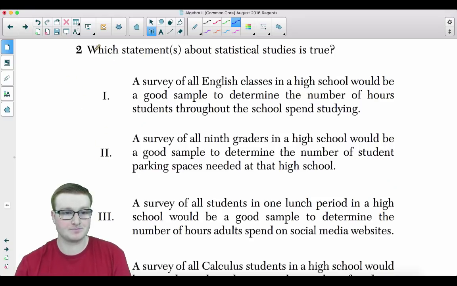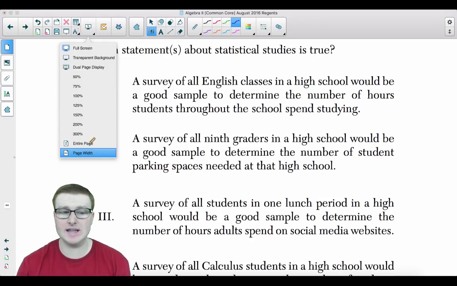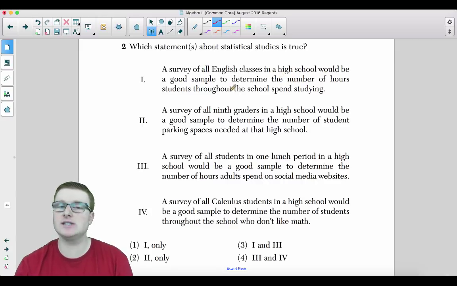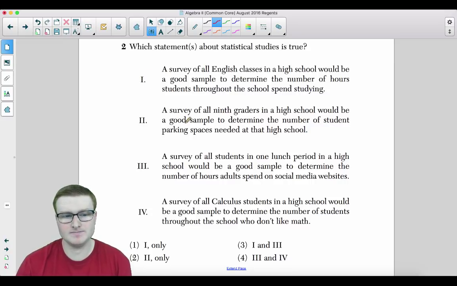Moving on to number 2. Which statement or statements about statistical studies is true? Option 1 says that a survey of all English classes in a high school would be a good sample to determine the number of hours students throughout the school spend studying. Let's see if that is true or false later down the road.